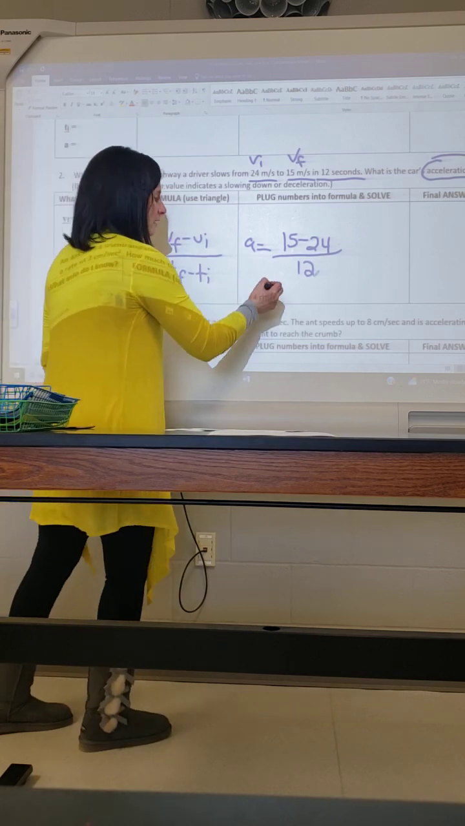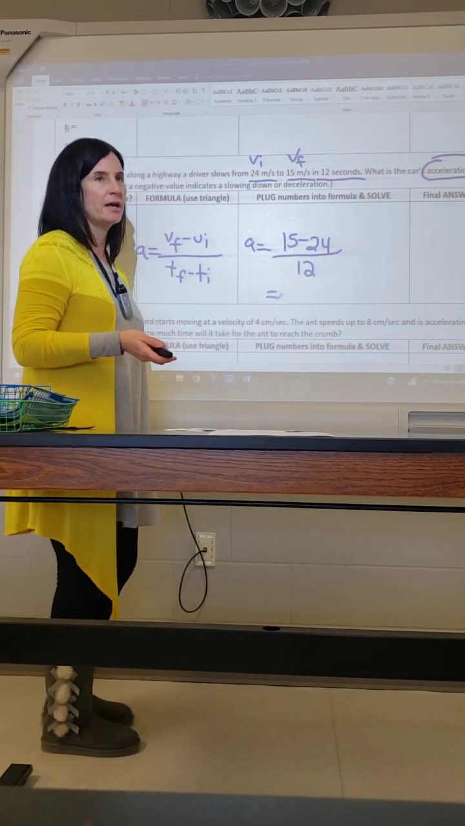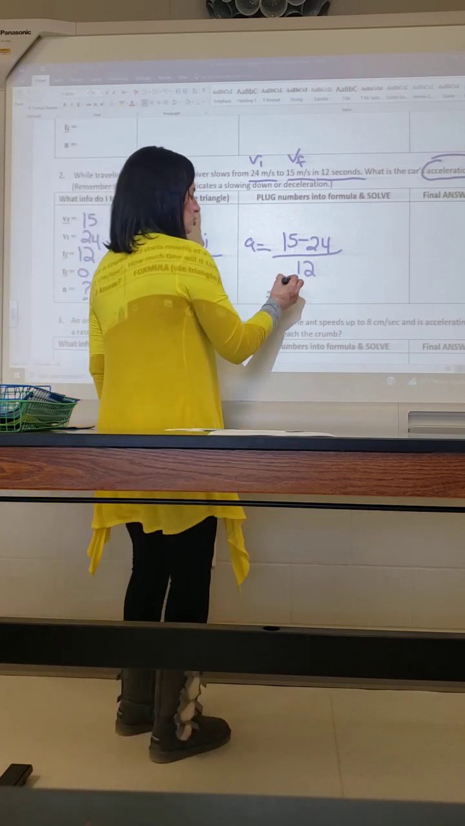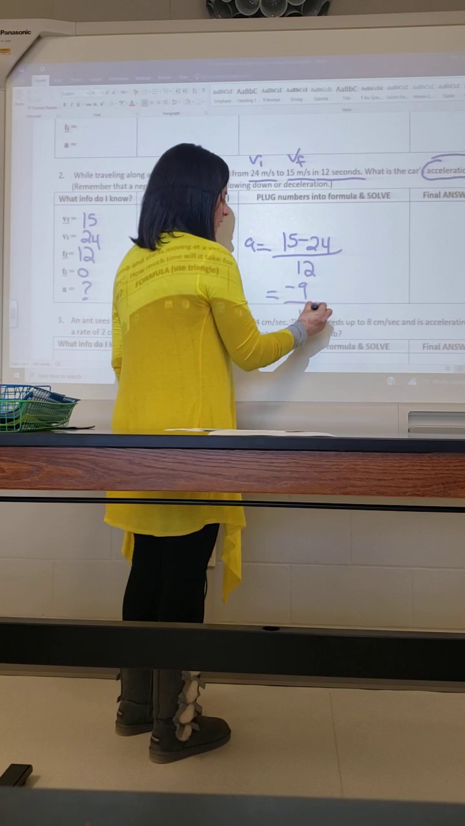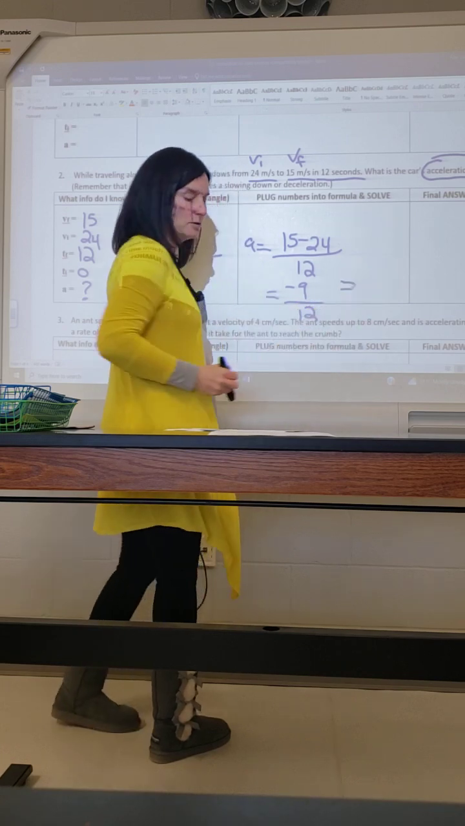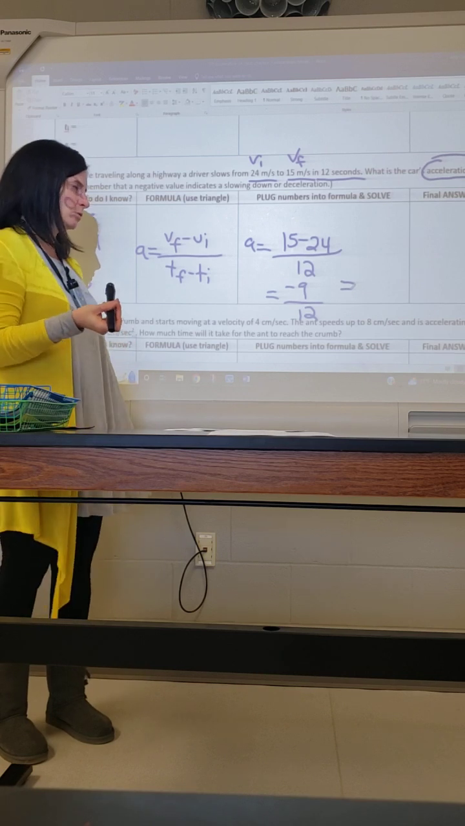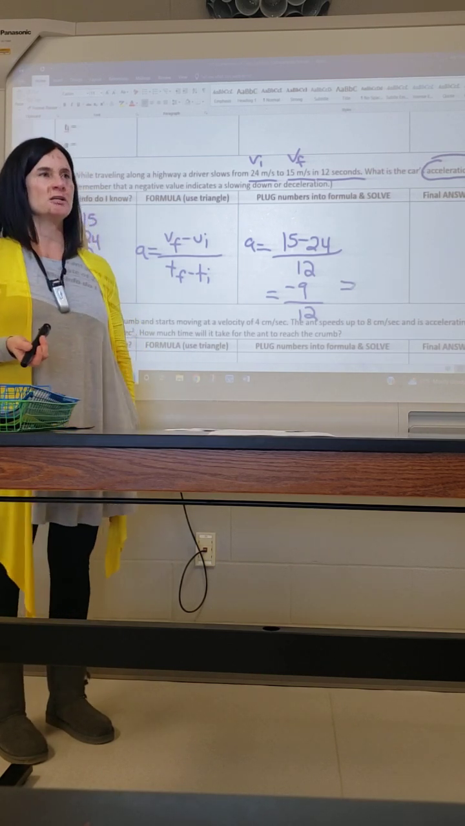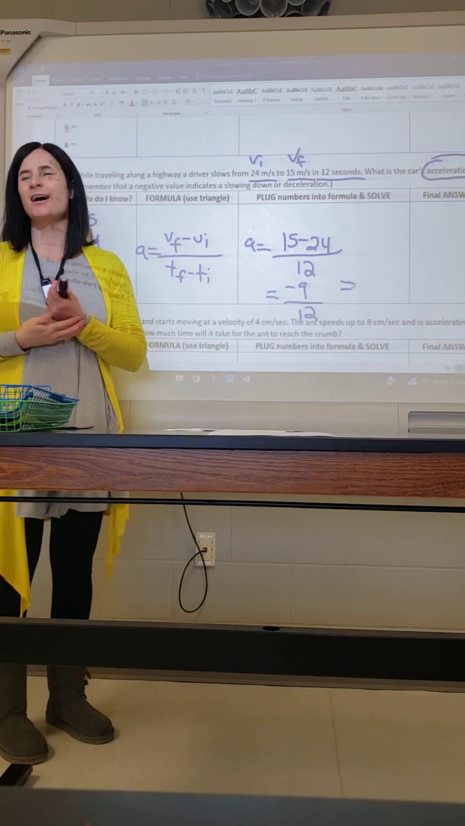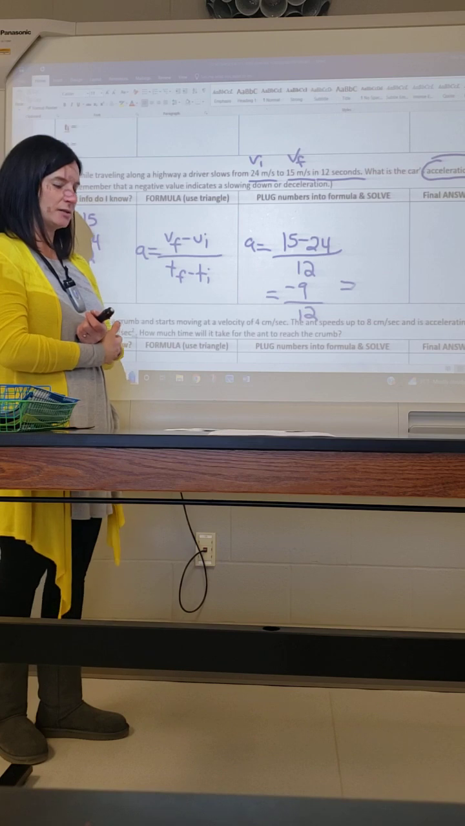But if you feel comfortable that that's just 12, that's fine too. All right, so now let's do 15 minus 24. What do you get, Garrett? -9. I'm so glad you included the negative, right? It's -9 over 12. And so now you can, it makes more sense to actually do that division. If you would leave it as a fraction, that's not as accurate. So try to just go ahead and give me a decimal answer there.